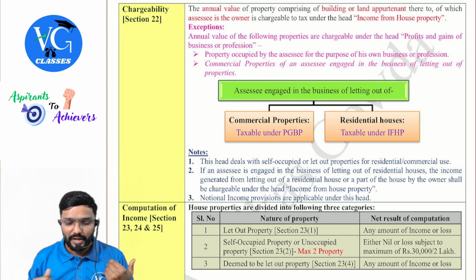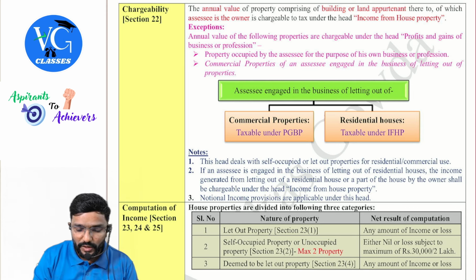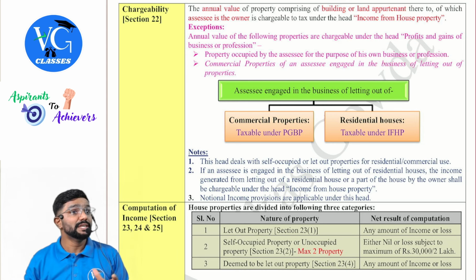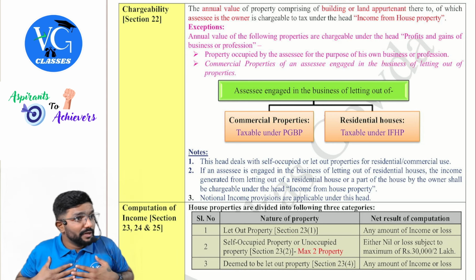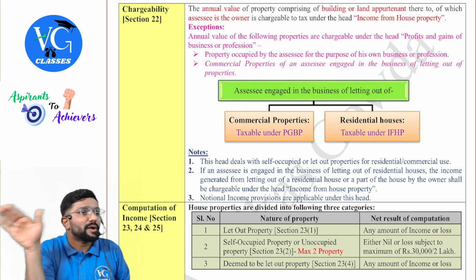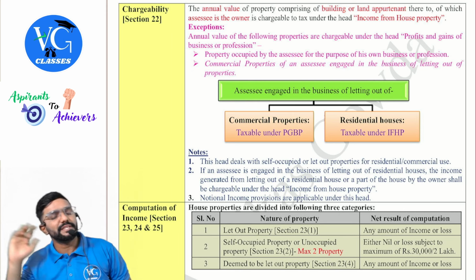house property. Annual value of the following properties is chargeable under the head profits and gains of business or profession. What are those, sir? Property occupied by the assessee for the purpose of his own business or profession. Sir, I own a property, I am carrying on my own business in my own building. Then that property is not covered under the head house property. Where is it covered? Under the head PGBP.